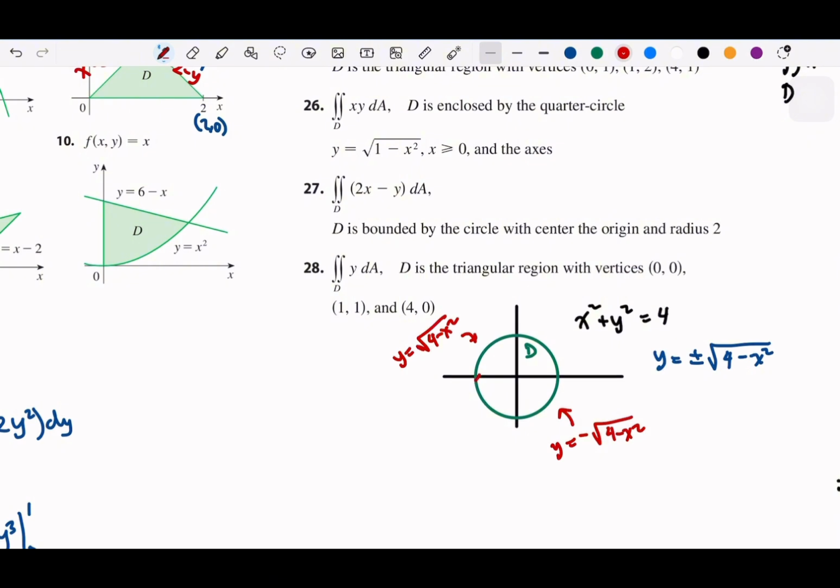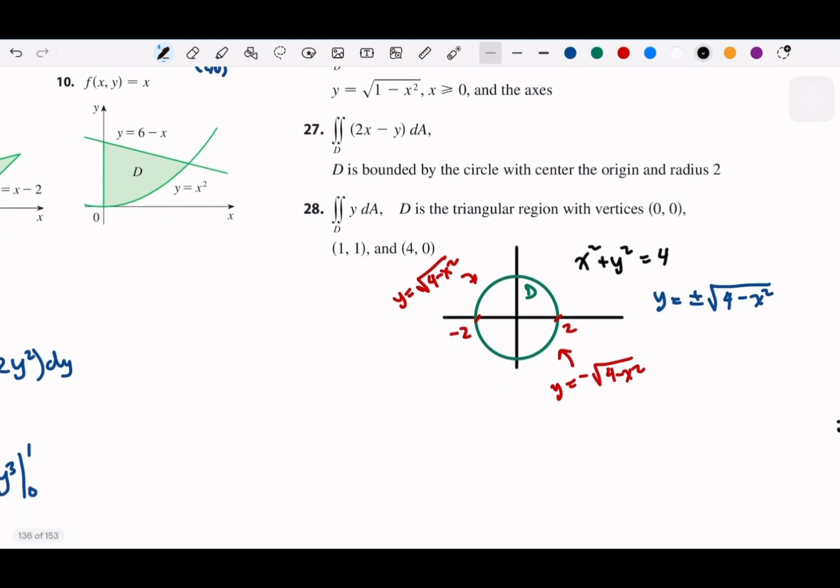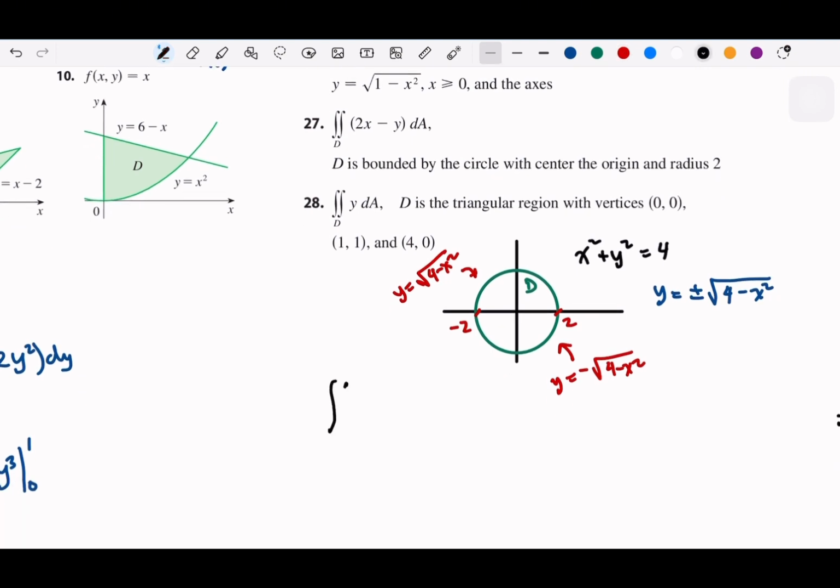And then if we take this negative 2 to 2, so if we take x as the outside integration, this is negative 2 to 2. This will be 2x minus y, and then dy dx.